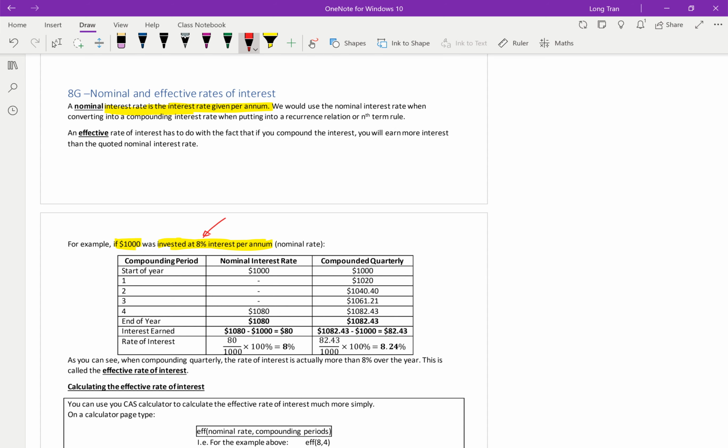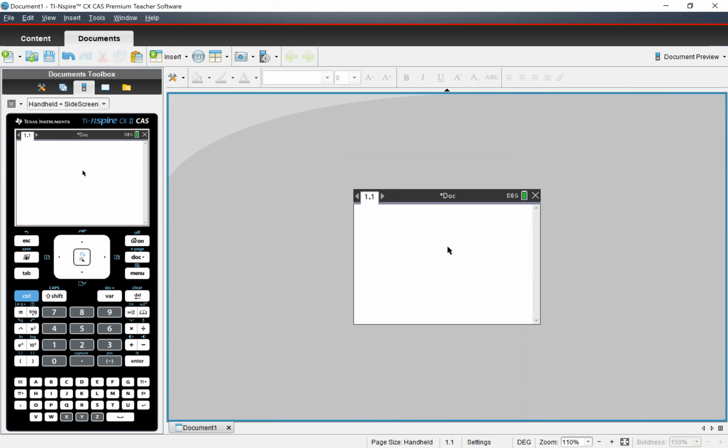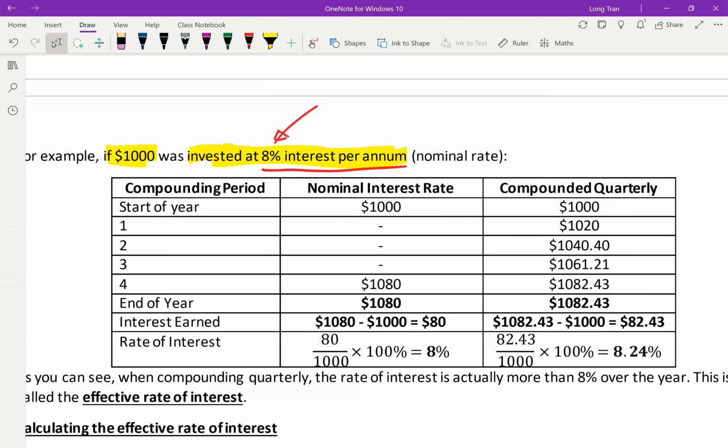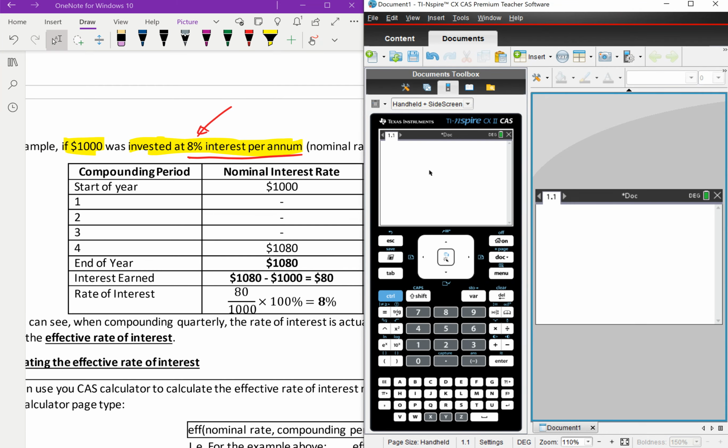Now, what you can see here, that's what we call a nominal rate, that 8% per annum, which is the rate that you should be getting. What's interesting is, and I'm going to show you on your CAS, the nominal rate is 8% of what you invested. Now, if you invested $1,000, you would be finding 8% of 1,000. So 8% we know is 8 out of 100, 8 divided by 100, which is 0.08. You're essentially saying, let's find out what 0.08 times $1,000 is. That tells you it's $80.